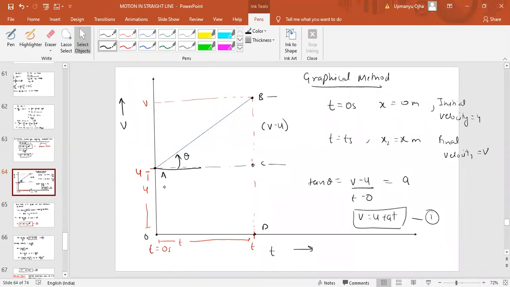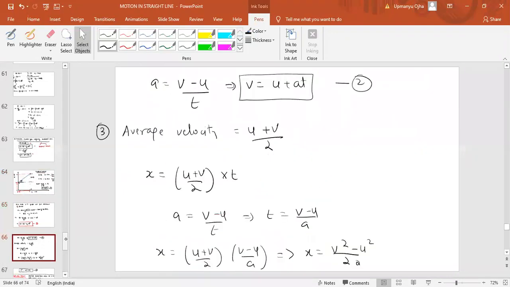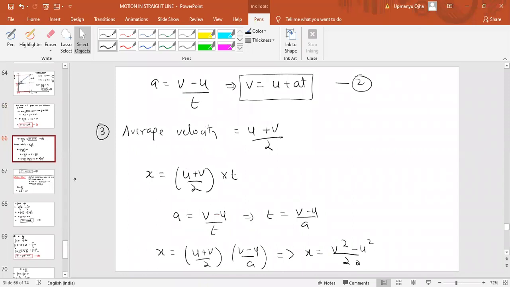Okay, so by using that concept, we can find the next equation, that is v square minus u square equal to 2as. Or we can also use this concept that average velocity is equal to initial velocity plus final velocity by 2, into t. Okay, this is basically the area of the trapezium.